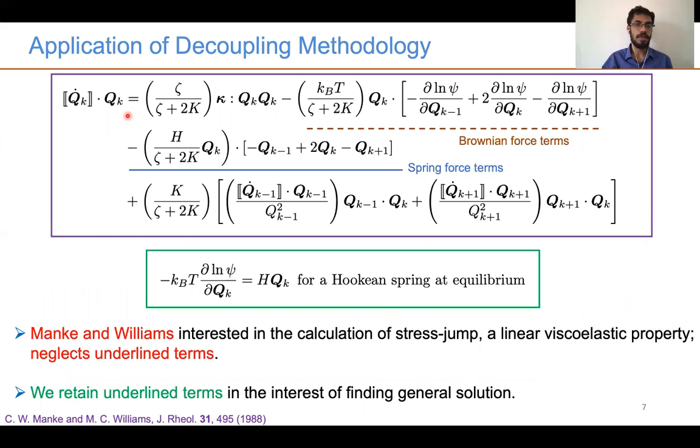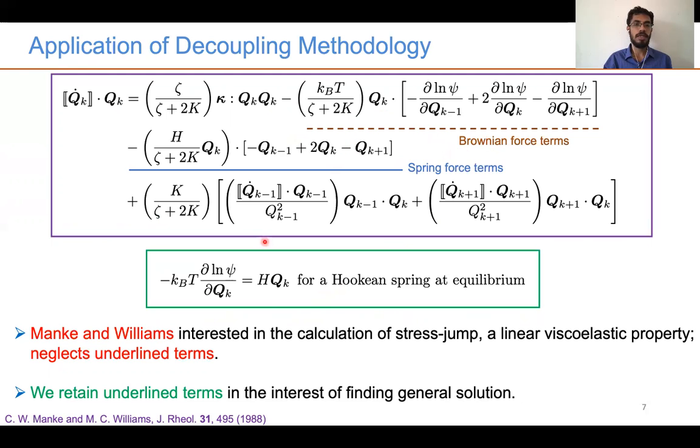Since Sj is mandated to be a scalar, we have taken a dot product of the connected vector velocity with Qk. At this point, I would like to emphasize that while we have borrowed the decoupling machinery from Mackey and Williams, we differ significantly in the actual equation that's being subjected to the decoupling. You can understand this better by looking at the right-hand side of this equation, where the dashed and the solid underlined terms refer to the Brownian force terms and the spring force terms respectively, and these two forces balance each other exactly at equilibrium. Mackey and Williams were interested only in the calculation of the stress jump, which is a linear viscoelastic property, and had consequently neglected both the underlined terms.